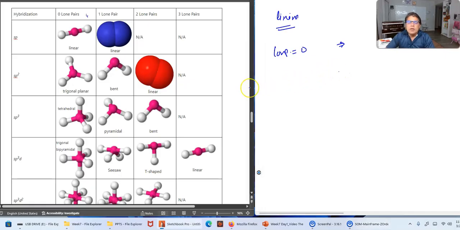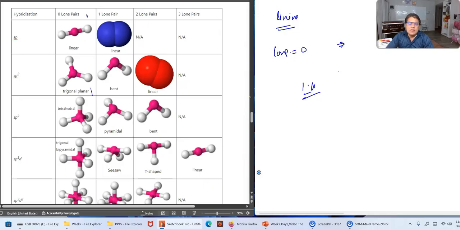Now, if it is trigonal planar with 0 lone pair, it is a trigonal planar. And then with 1 lone pair, it is pyramidal. If you have 1 lone pair, you have ammonia, it's pyramidal. If 2 lone pair, water, it is bent, right?